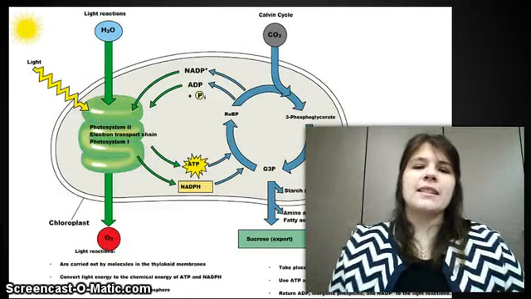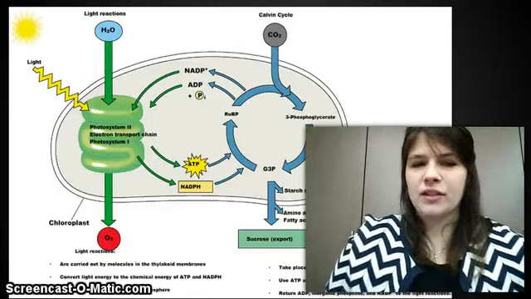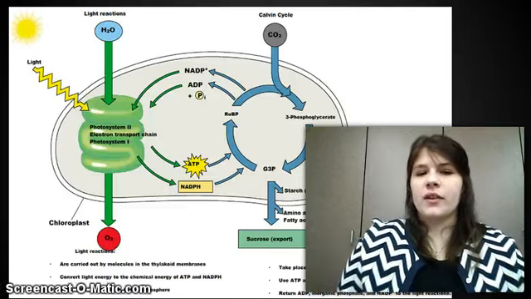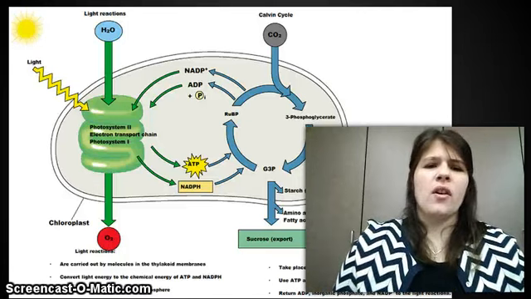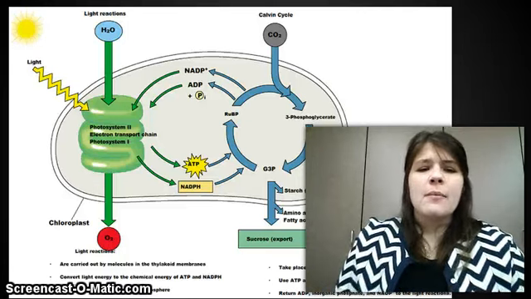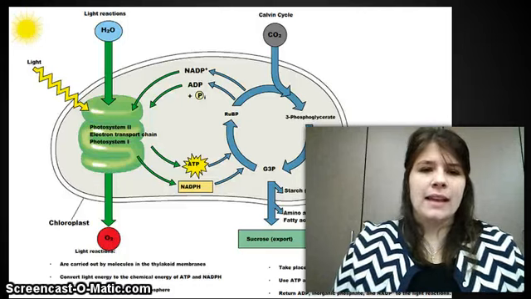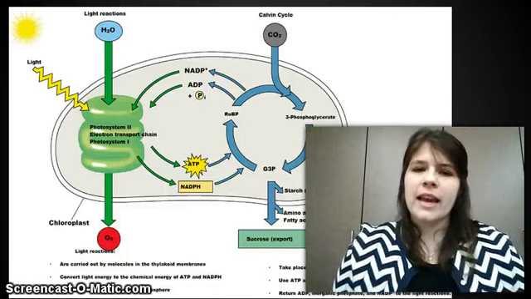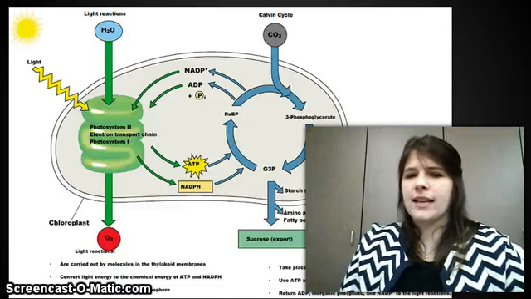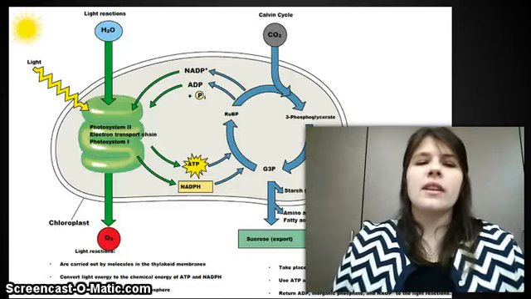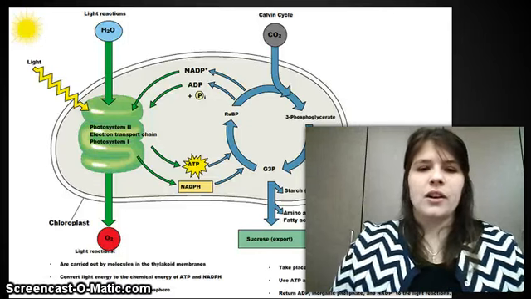Okay, so this is what actually happens during photosynthesis, and I know this looks overwhelming to start out with, but you start out and you are in the chloroplast, and we have what is called the light reactions and the Calvin cycle. These are two very, very important reactions that occur.